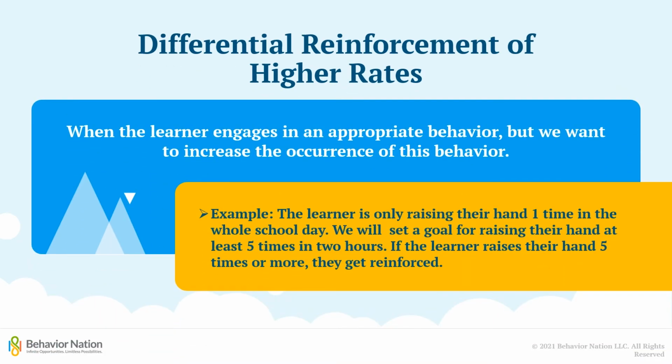Differential reinforcement of higher rates is when the learner engages in appropriate behavior, but we want to increase the occurrence of the behavior. For example, the learner is only raising their hand one time in the whole school day. We will set a goal for raising their hand at least 5 times. If the learner raises their hand 5 times or more, then they get reinforced.